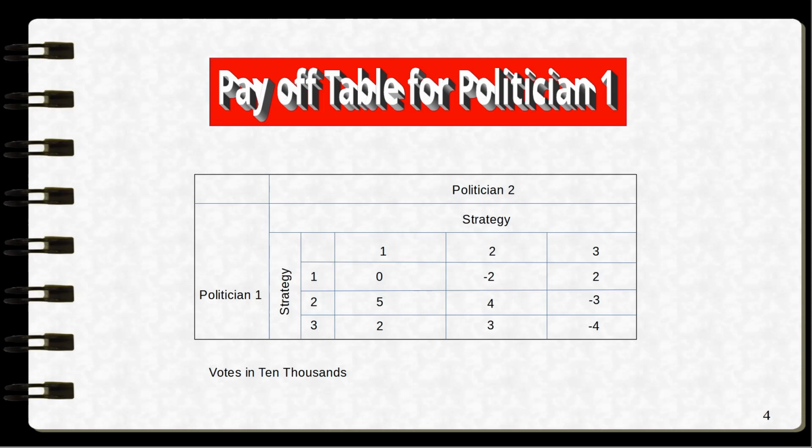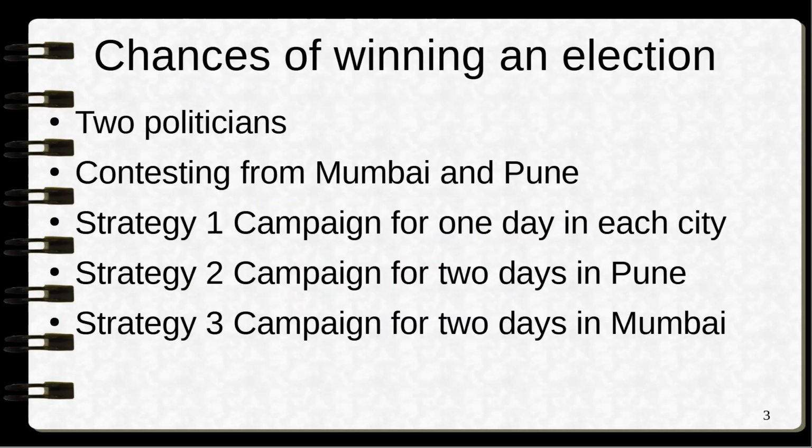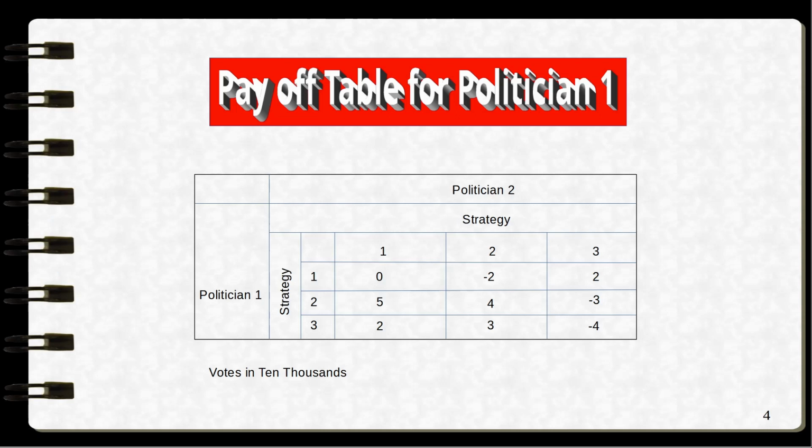The next row, that is the row of strategy 2, can be understood similarly. That is, if politician 1 uses strategy 2 and politician 2 uses strategy 1, politician 1 stands to gain 50,000 votes. Now, what is strategy 2? Campaign for 2 days in Pune. So, politician 1 campaigns for 2 days in Pune and politician 2 campaigns for one day in each city. In this case, politician 1 stands to win 50,000 votes. All other entries can be understood similarly. So let's get ahead.